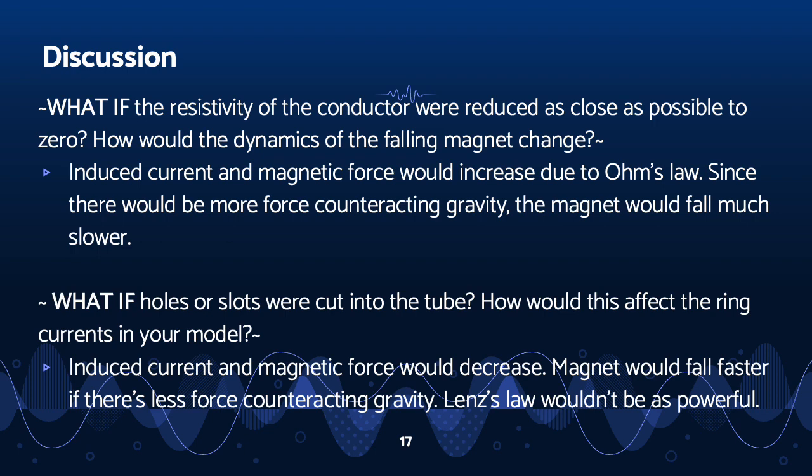Now, what if holes or slots were cut into the tube? How would this affect the ring current in your model? The induced current and magnetic force would decrease. The magnet would fall faster if there's less force counteracting gravity. Lenz's law wouldn't be as powerful here.